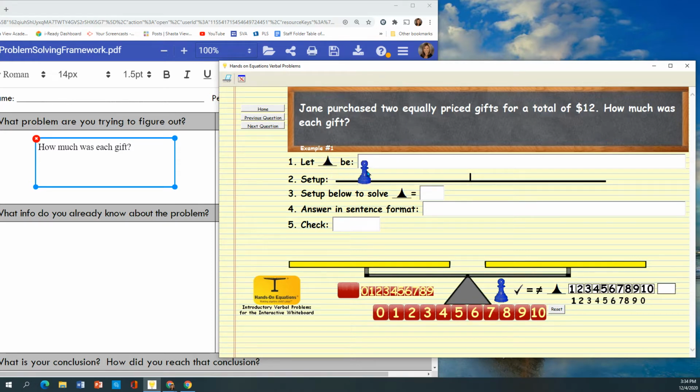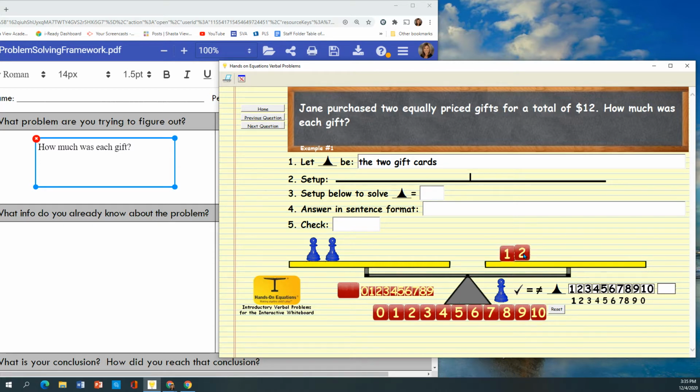See this pawn here? We're going to pretend like this is our unknown, and we have 2 of them in this problem. So I'm going to go ahead and put those up. We don't know the value of what they are, and those are the equally priced gift cards. So these 2 pawns represent the 2 gift cards for a total of $12. And we can see the words for a total. That's a keyword that we're going to add those together. And we have a total of $12.